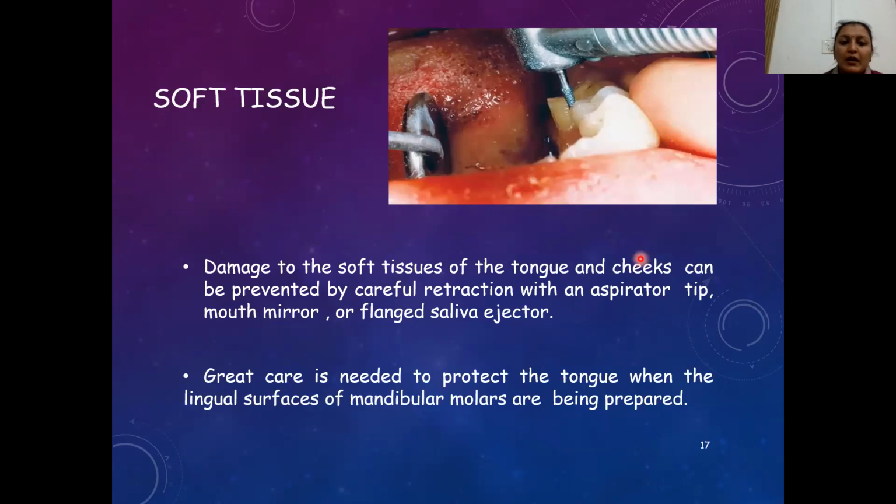Then soft tissue. Damage to the soft tissues of the tongue and cheeks can be prevented by careful retraction with an aspirator tip, mouth mirror, or flanged saliva ejector. Great care is needed to protect the tongue when the lingual surfaces of mandibular molars are being prepared.